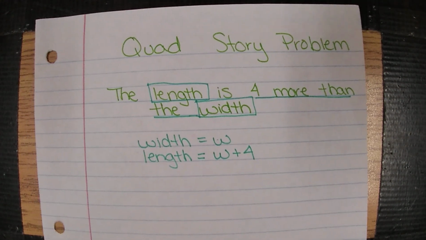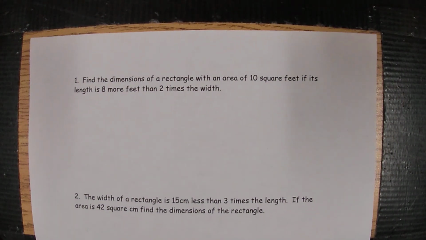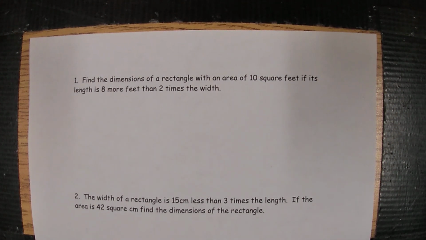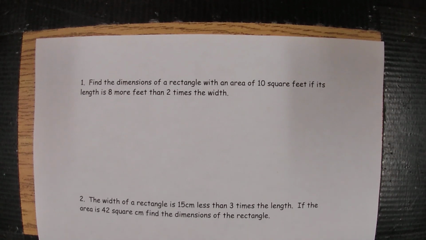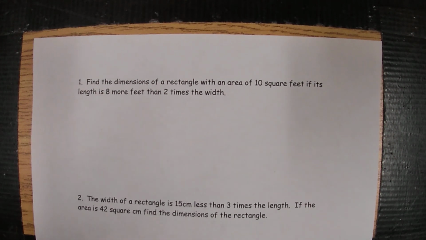So we want to take that type of skill and apply it to a story problem. So we want to find the dimensions. If you don't know what the word dimensions means, that means we want to find the length and the width of a rectangle with an area of 10 square feet if its length is 8 more feet than 2 times the width. Okay, so this story problem is asking us to find the dimensions, find the length and the width. So we have two unknowns.